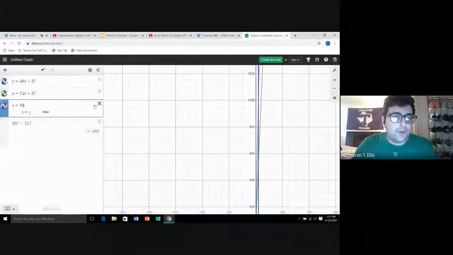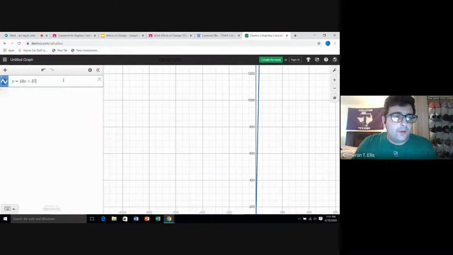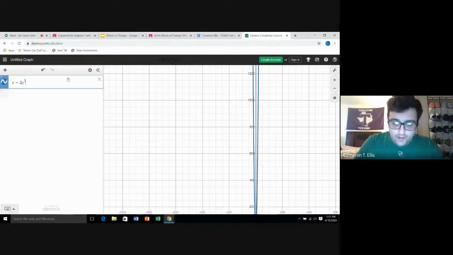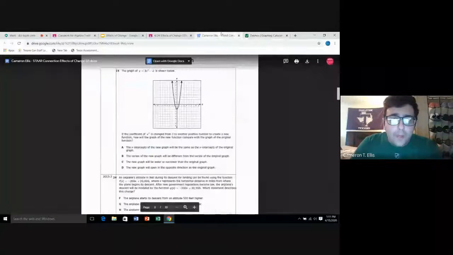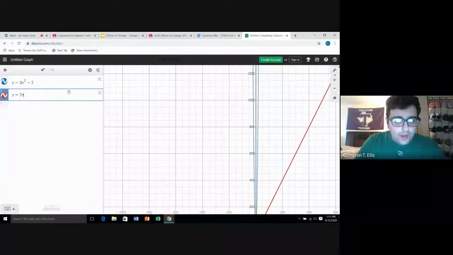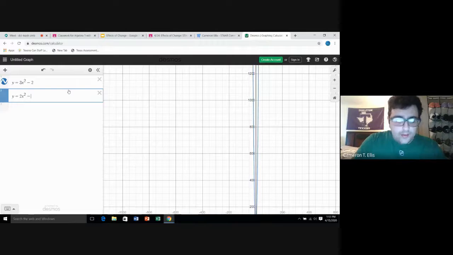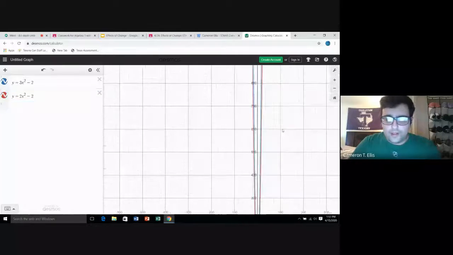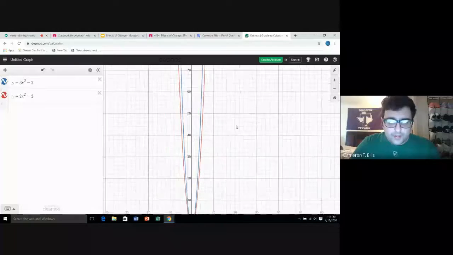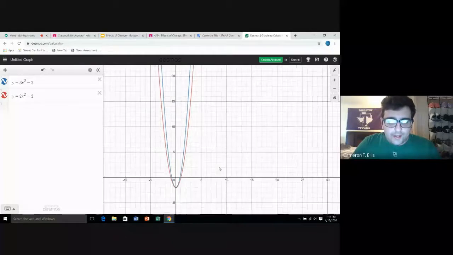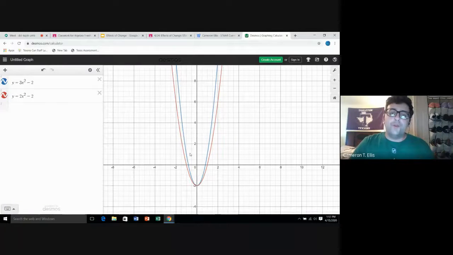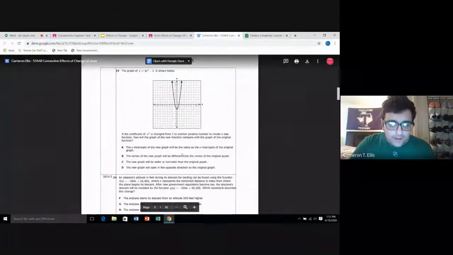Let's graph the first one out. Y equals 3x squared minus 2. Change to y equals 2x squared minus 2, right? And let's zoom back in because I think I kind of got it. So what do we see here, right, compared to these two graphs? So one of them kind of goes out further than the other one. One's kind of further inside, right?